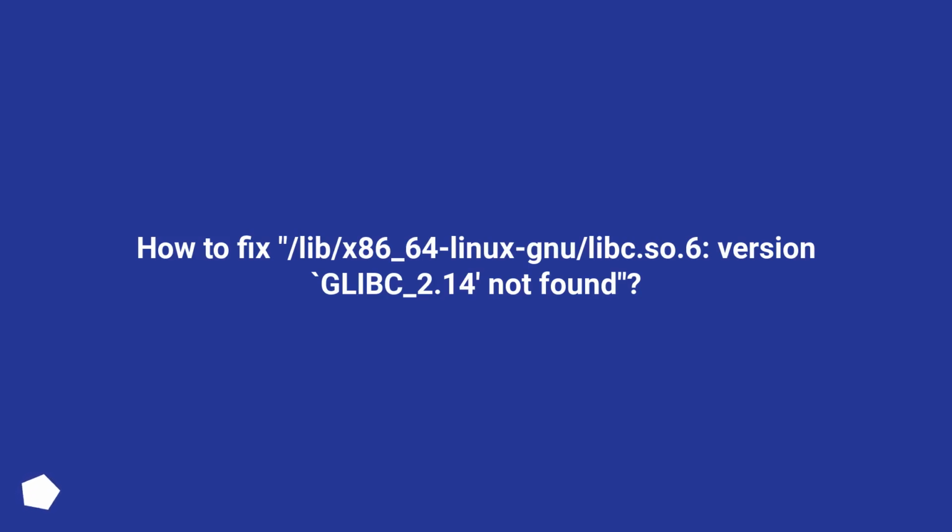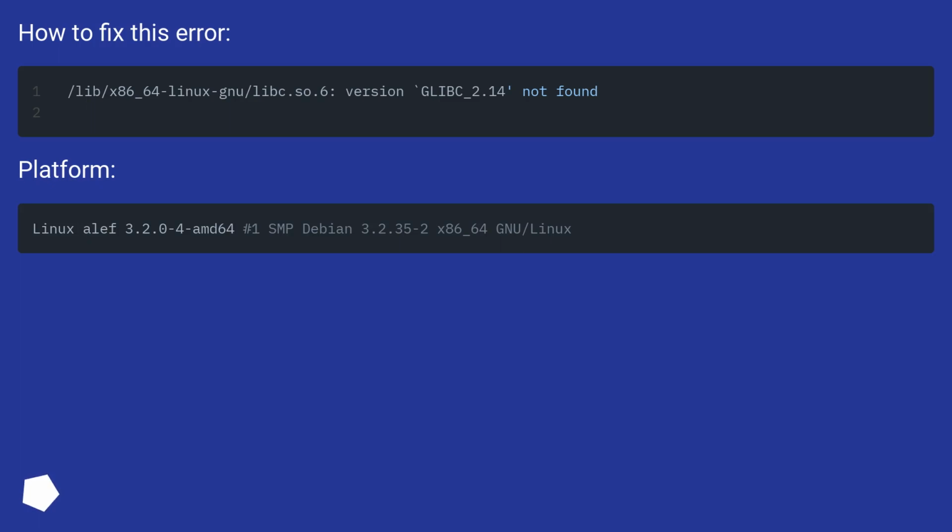How to fix "/lib/x86_64-linux-gnu/libc.so.6: version `GLIBC_2.14' not found"? How to fix this error? Platform.